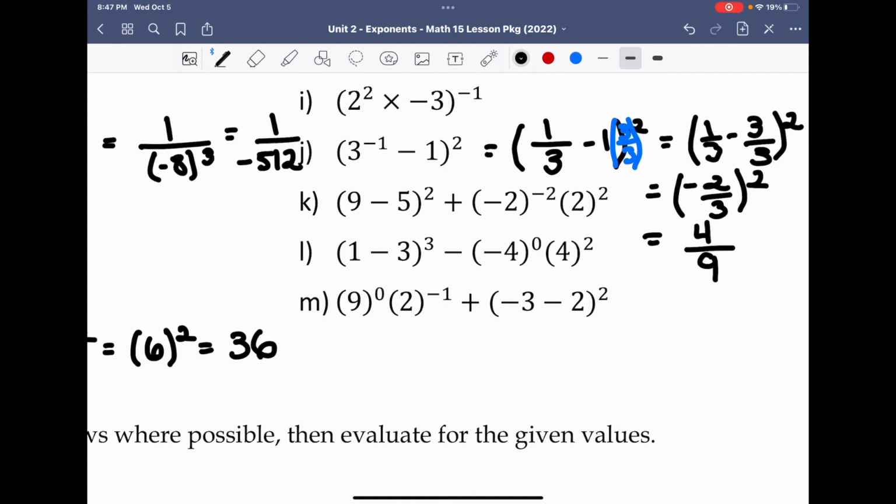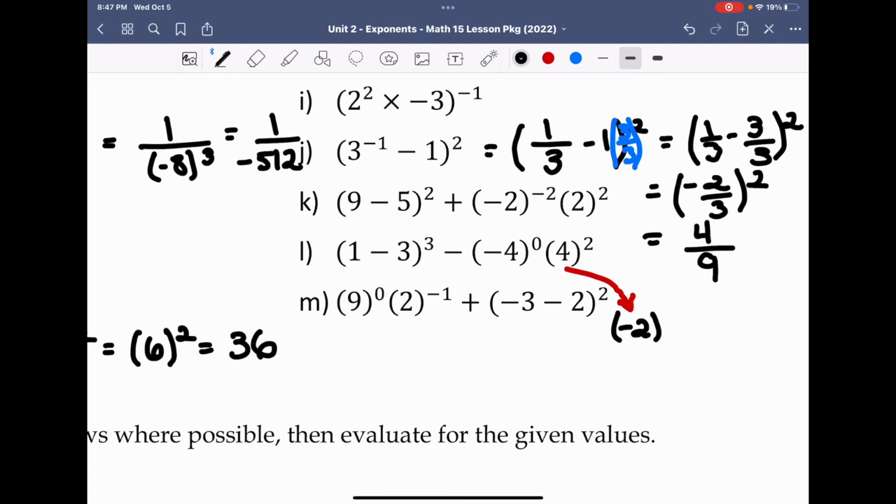All right, I'm going to do a couple more here. I'm going to jump down to I. We want to look at the interior of the brackets here. So I have 1 minus 3. Well, 1 minus 3 in this case, and I'm going to do it along the side here, we have 1 minus 3, which is going to be negative 2.